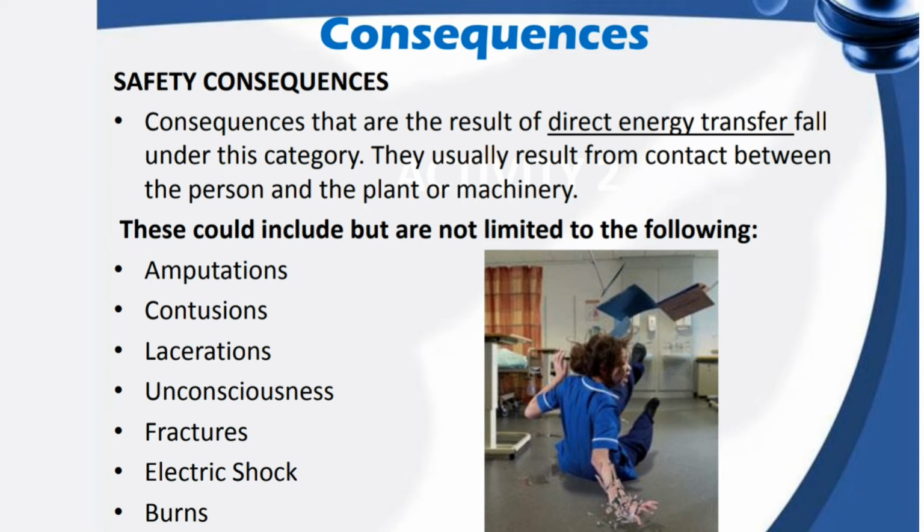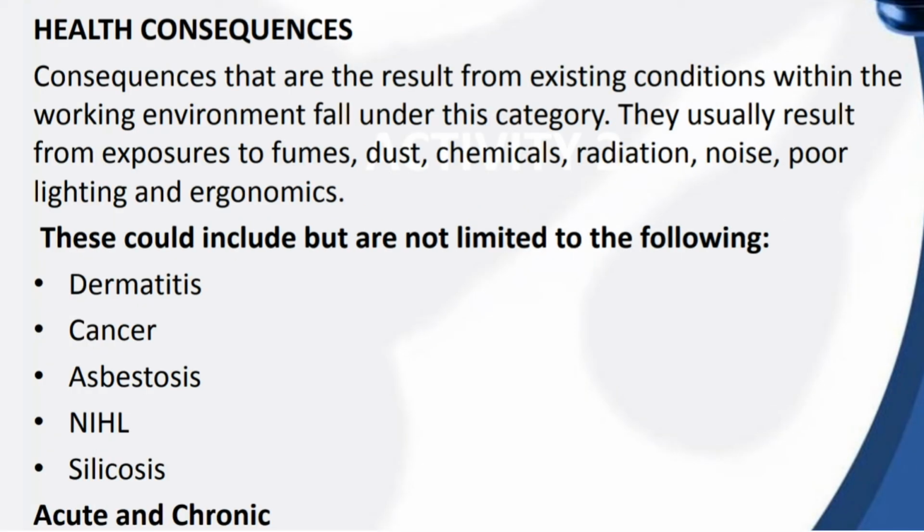These could include but are not limited to the following: amputations, contusions, lacerations, unconsciousness, fractures, electric shock, burns. Health consequences are consequences that are the result of existing conditions within the working environment. They usually result from exposure to fumes, dust, chemicals, radiation, noise, poor lighting, and ergonomics. These could include but are not limited to the following: dermatitis, cancer, asbestosis, NIHL, silicosis, acute and chronic.